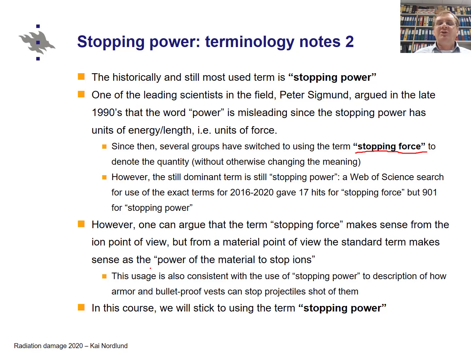And this usage is actually consistent with the use of stopping power to describe bulletproof vests. If you Google stopping power or look at stopping power in the scientific literature, you will find that there are also a number of studies on how good bulletproof vests are at stopping bullets, which of course, if you are a company developing bulletproof vests, is obviously the key question you want to know. And this is analogous to how good a material is at stopping ions, although the ions, of course, don't kill people. So anyway, on this course we will stick to the more dominant term, stopping power.